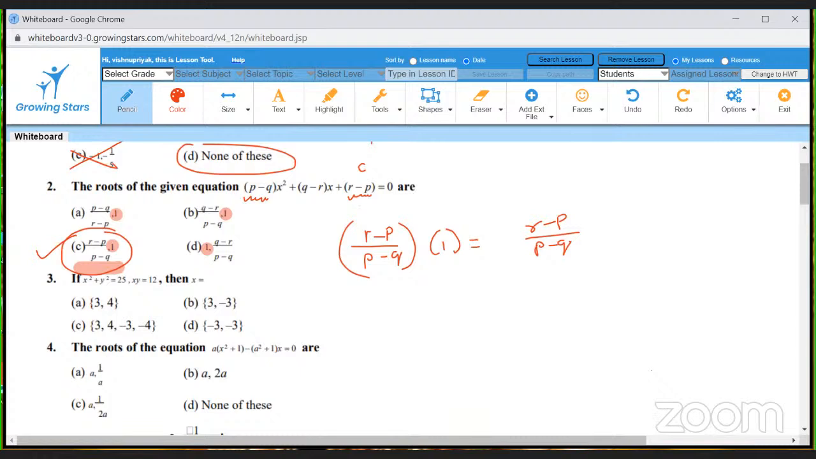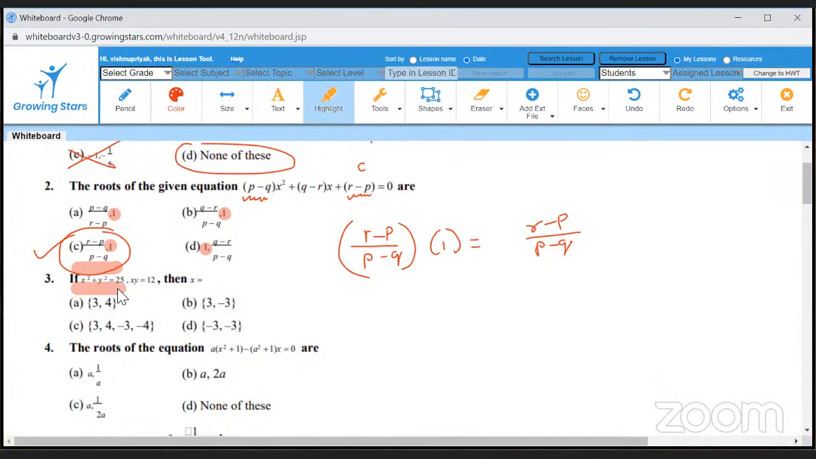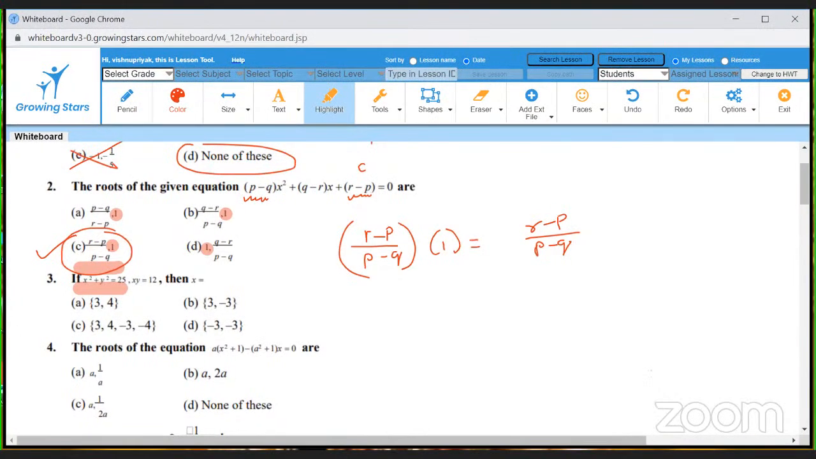Next is question number 3. Question number 3 is looking a little bit different. Why? X square plus y square, you got something new, y square. And xy equal to 12 is given. You have to find x. What is the value of x? That's the question.